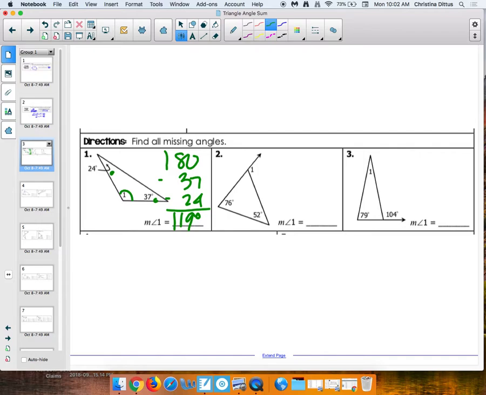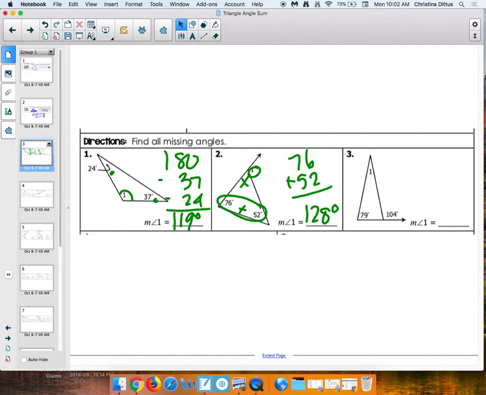In number 2, notice angle 1, is it inside or outside my triangle? Outside. So if I take the two angles inside, but not next to, so that one's next to, not that one. If I take these two and add them, I get angle 1. So in your calculator, 76 and 52, 128. Okay.